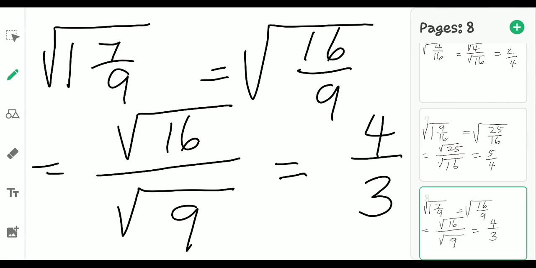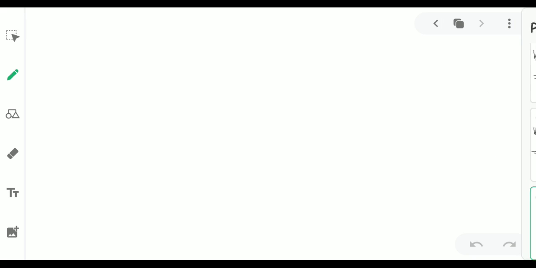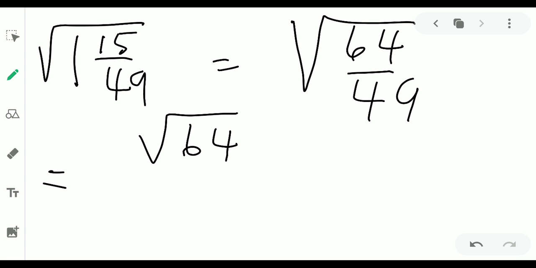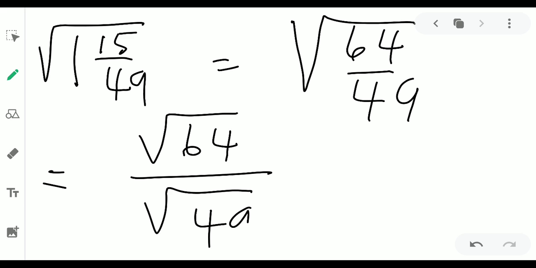Don't be scared with the numbers you see. For example, if I give you one whole number, 15 over 49, don't be scared. Just change it. 49 times 1, 49, plus 15 is 64. So you get 64 over 49. As simple as that. So this gives us the square root of 64 over the square root of what? 49. What's the square root of 64? 8 times 8, so 8. 49, 7 times 7, so 7. Then you are done. As simple as that.